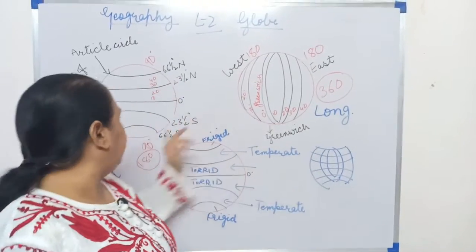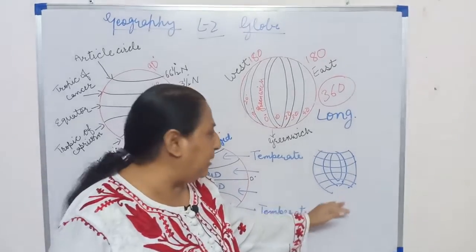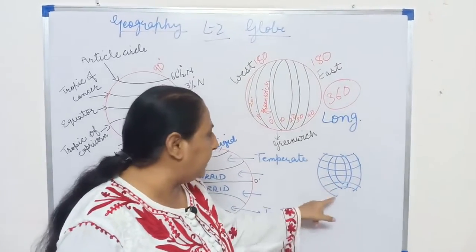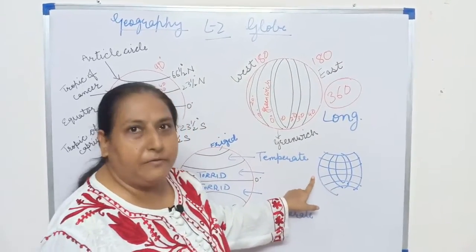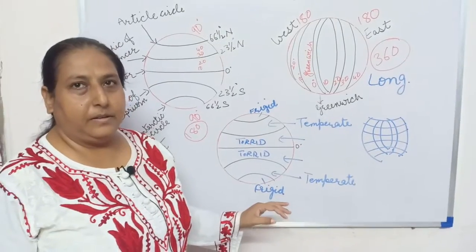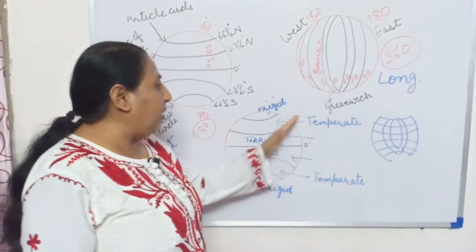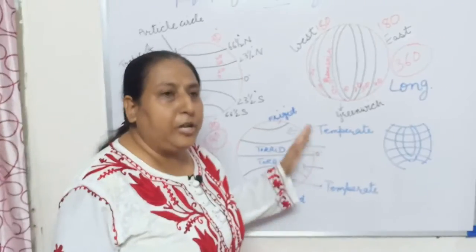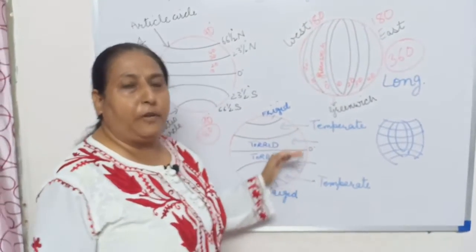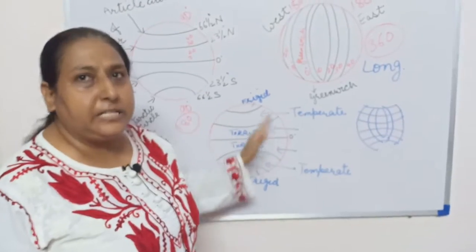Now, students, these latitudes and longitudes lines, they form a sort of network on the globe. They cross one another. You can see here how they are crossing one another. They are forming like a net. Okay. Now, students, these lines also denote the heat zones of the earth. Various heat zones can be located with the help of these lines.